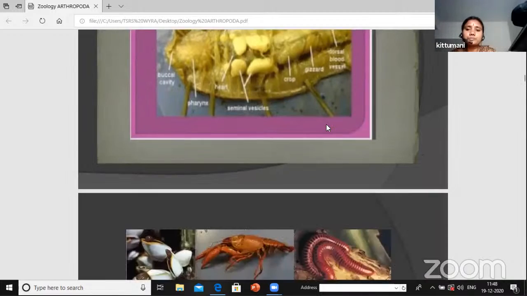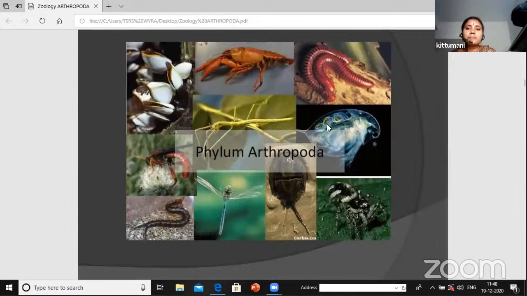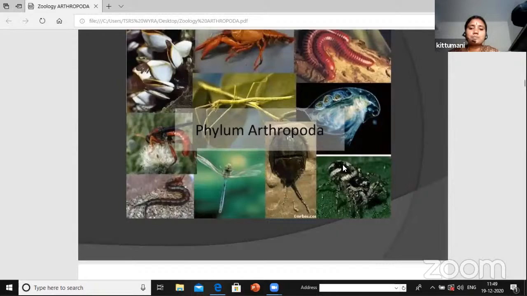The next, we will enter into the new phylum, nothing but the Arthropoda. What is the student? Next one, Arthropoda. Here, look into this picture. All these organisms belong to the phylum Arthropoda. Here, arthropods are the jointed appendage organisms. What is that, student? Jointed legs we observe in the Arthropoda organisms.